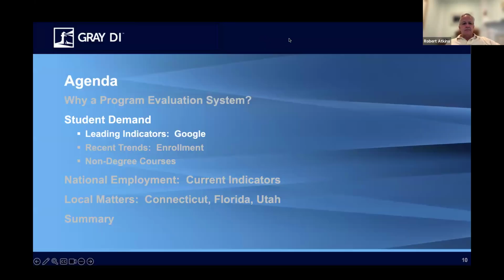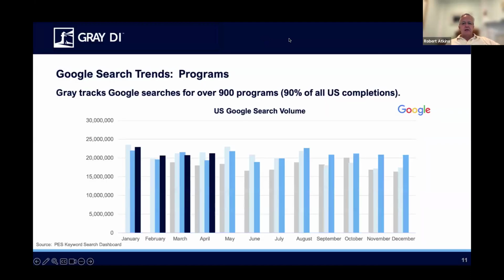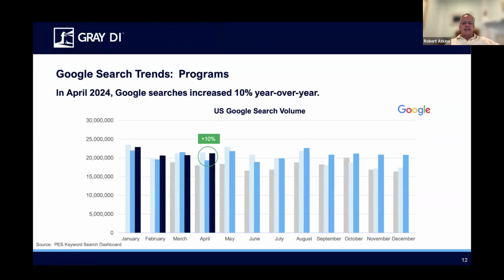So let's take a look at what's going on in the marketplace. Student demand, let me share how to read this chart. 2021 is the gray bar, 2022 is the light blue bar, 2023 is that medium blue, and 2024 is the dark blue. So we're hoping to see all these, each month, the years go up and to the right. And in fact, this year we had a break. April is up 10% year over year.